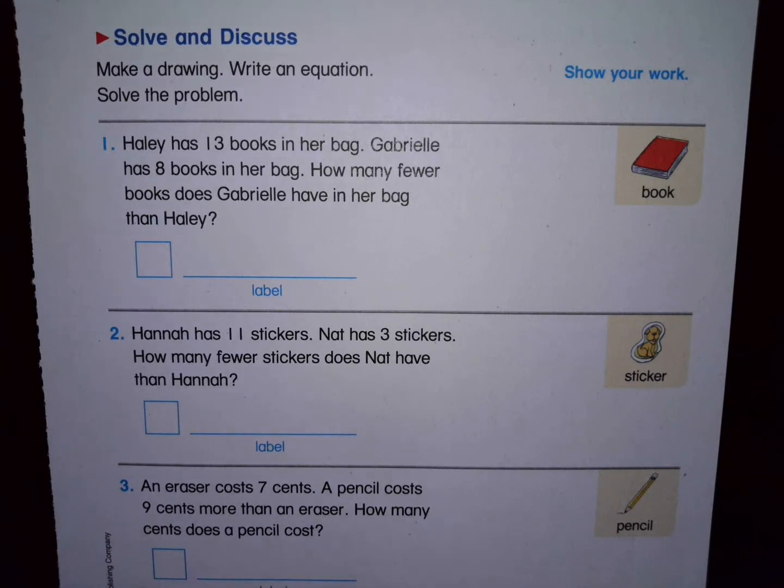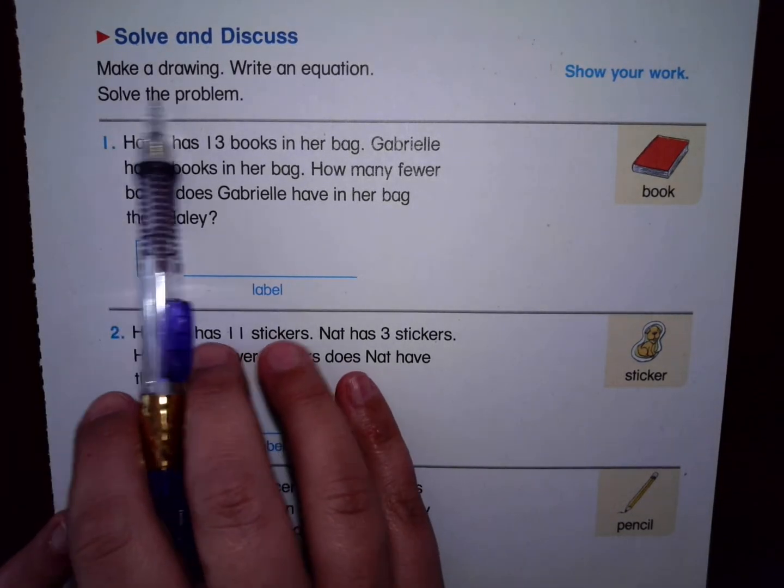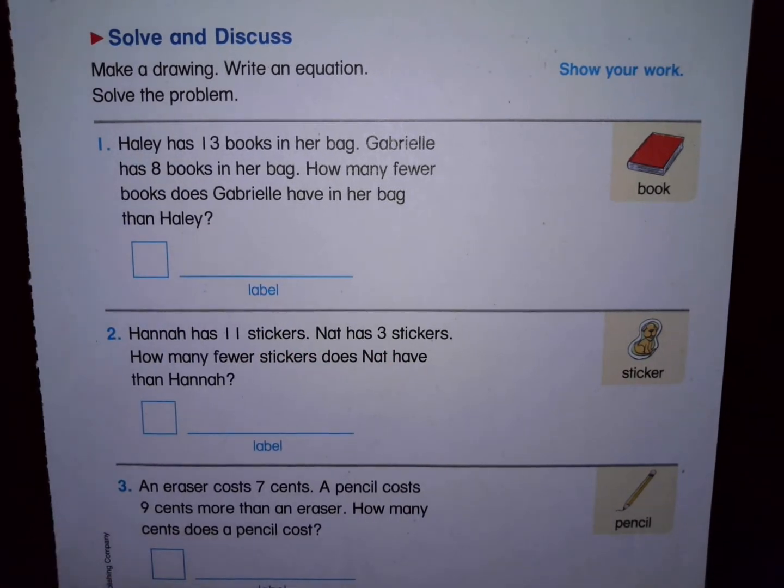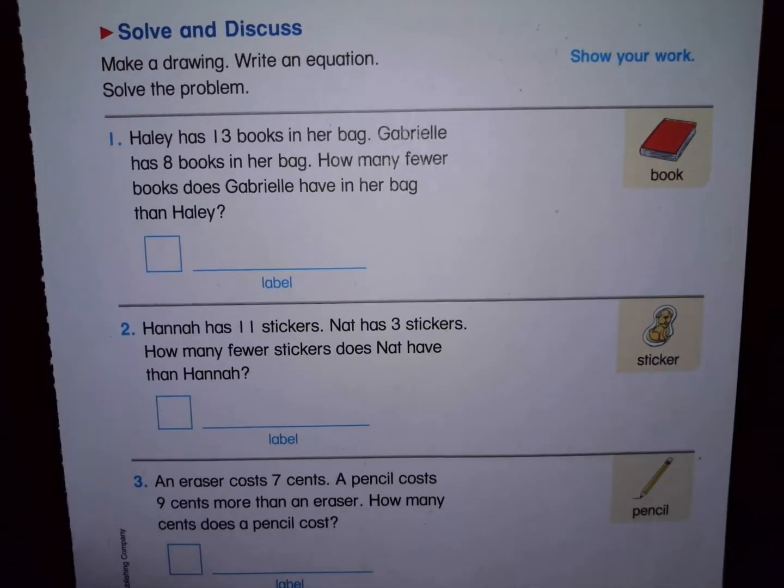We are on page 41 to start. Our instructions say, make a drawing, write an equation, and solve the problem. We are mostly going to use comparison bars. I will tell you which ones we won't be using comparison bars on and why when we get there. So let's get started.